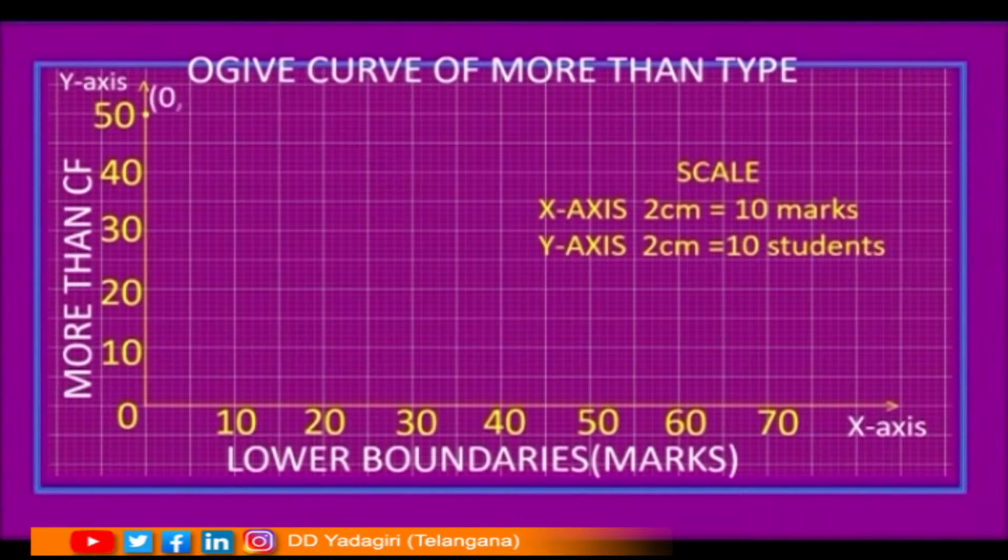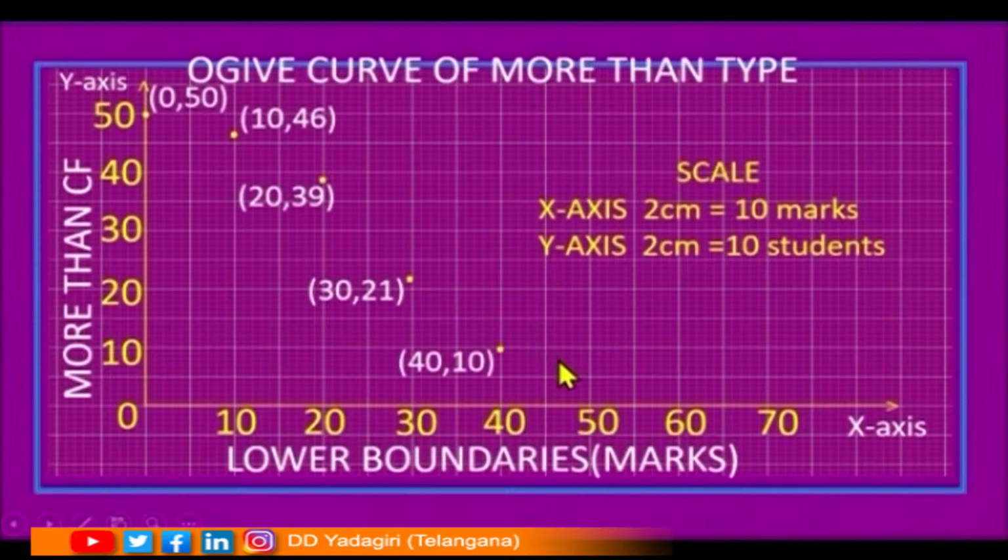The first point you see here is 0, 50. You have got 0 on the x-axis, y value 50. Likewise 10, 46; 20, 39; 30, 21; 40, 10; 50, 4. So all these points you are going to join with a free hand. So you are going to get a curve like this.